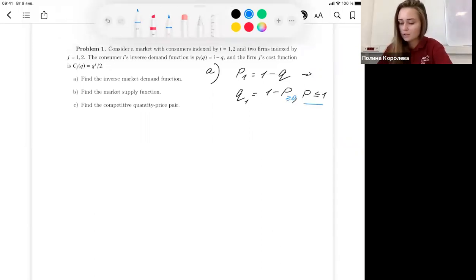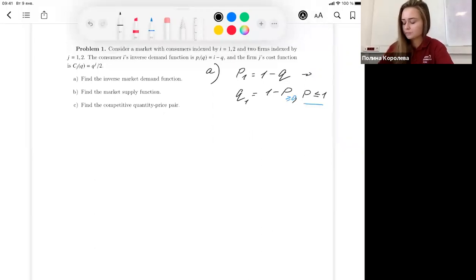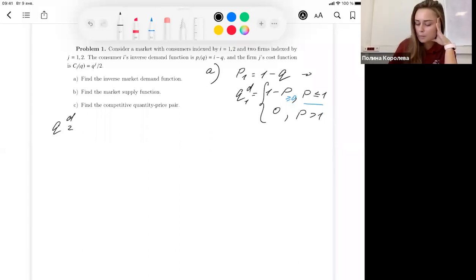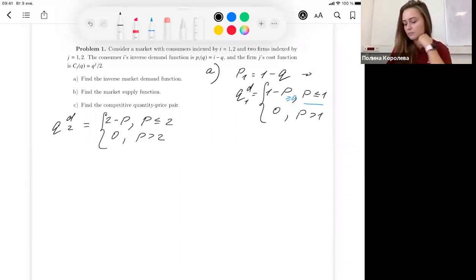Yes, so and my demand of consumer 1 should be equal to 0 if price greater than 1. Yes, so this is the demand function for consumer 1. Same way, let us find the demand function for consumer 2. It's 2 minus P if price less or equal than 2, and 0 if price greater than 2.